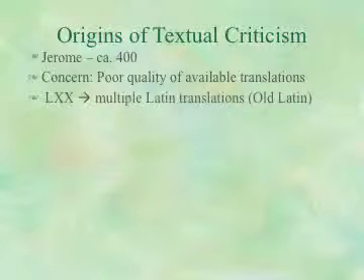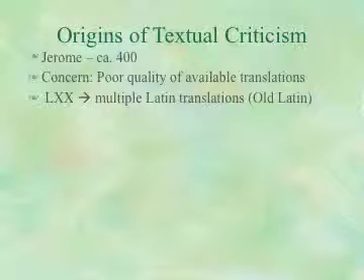Now, the second forerunner was a man named Jerome. Jerome was a contemporary of St. Augustine, and so he lived around 400 AD. And Jerome was commissioned by the Pope to create a Latin version of the Bible, because there were multiple Latin translations available, and the Pope wanted Jerome to create an official one.